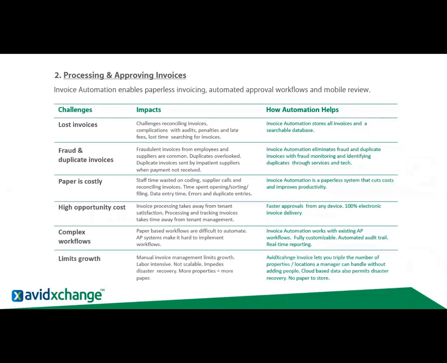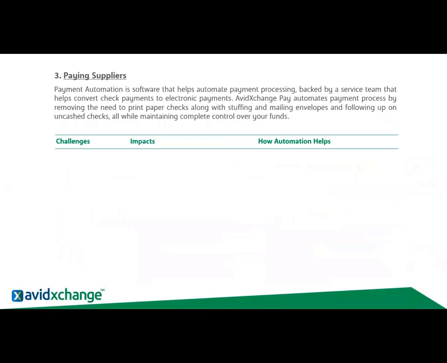And then a manual system also limits growth. With manual invoices, you're not able to scale the way you may like to be, because you're not seeing what your cash flow truly is, because you may have outstanding checks out there that have yet to be cleared. And the last side is on paying suppliers and some of the challenges.